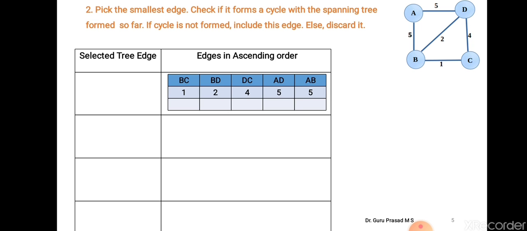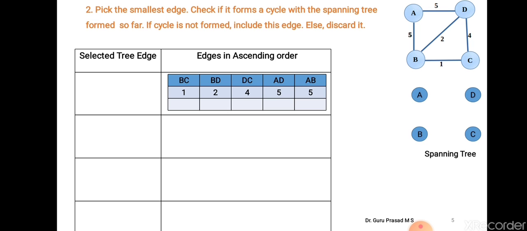Step 2: Pick the smallest edge. After picking the smallest edge, we have to check whether it forms a cycle or not. If it is not forming a cycle, then only we consider that edge. If the selected edge forms a cycle, then we do not consider that edge. Now the spanning tree consists of 4 vertices and 0 edges.